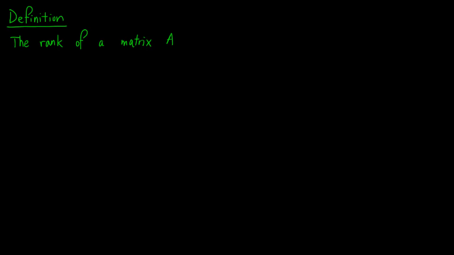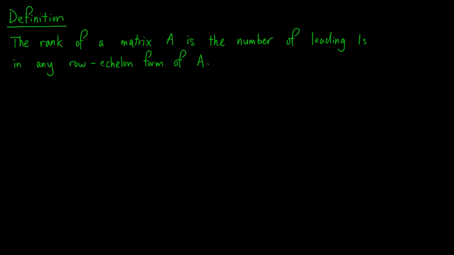Let's talk about the rank of a matrix in this video. Its definition is as follows. The rank of a matrix A is the number of leading ones in any row echelon form of A.